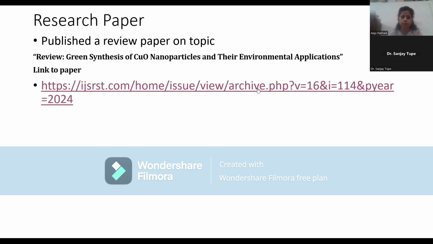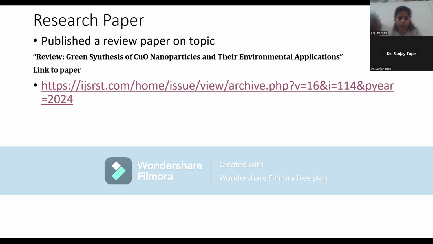So this is the green synthesis method. Then I have also listed in the table the different plants, how copper oxide can be synthesized by using different plants. What is the size of the nanoparticle? What chemicals were used? What are their applications? So this is a review paper, and we will not go into the detail of that.